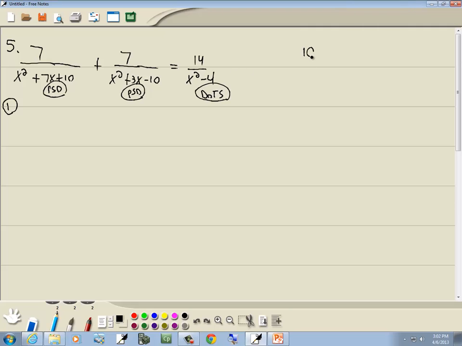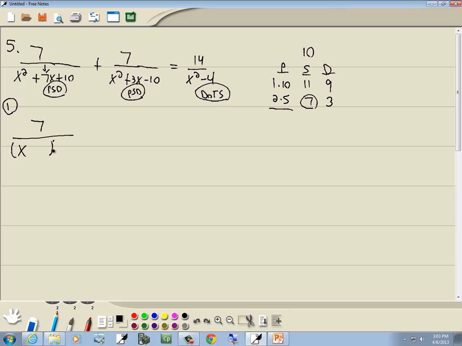PSD, we take our number at the end, ignoring signs, and come up with our 3 columns. Write down all products that give us 10. We've got 1 times 10, 2 times 5. Add them. 1 plus 10 is 11. 2 plus 5 is 7. Subtract them, the difference column. 10 minus 1 is 9. 5 minus 2 gives us 3. Now this first one we're looking for a 7. 7's right here, so we're going to use 2 and 5.